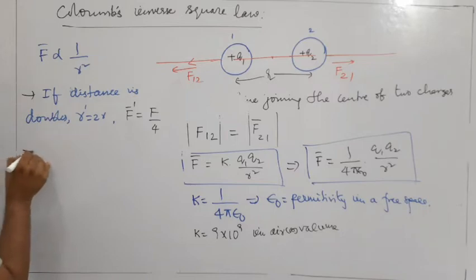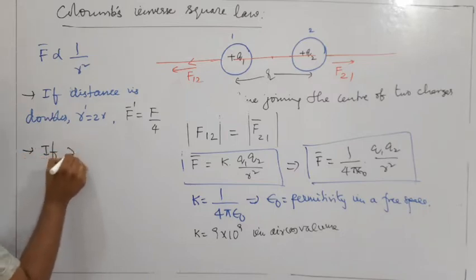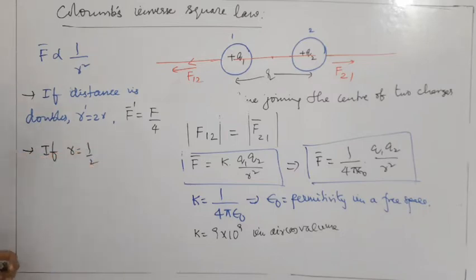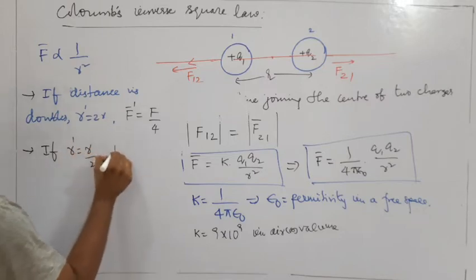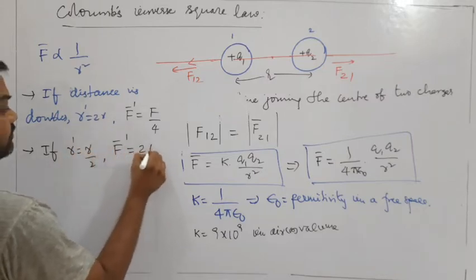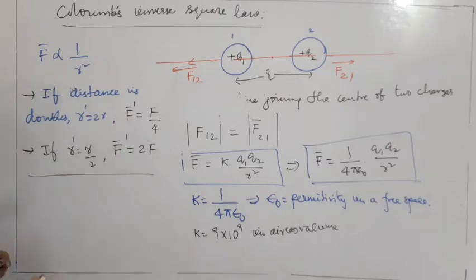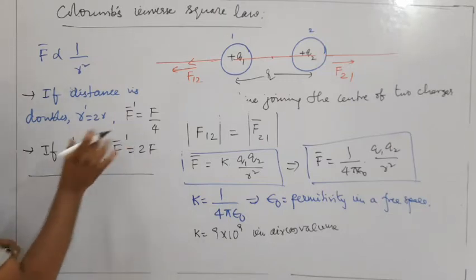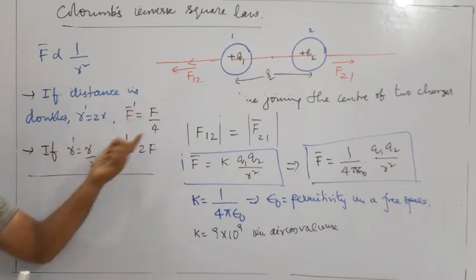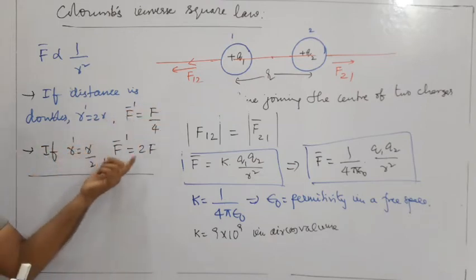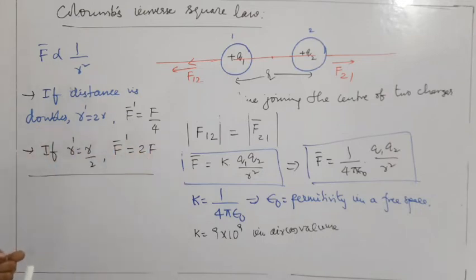That is the first one. Suppose if r becomes half, r dash is r by 2. If r dash is r by 2, then F dash is 2F. Okay, this is also for 2 marks. So if the distance r is doubled, the force becomes 1/4, and if the distance r is halved, the force becomes double. That is what we have in Coulomb's inverse square law.